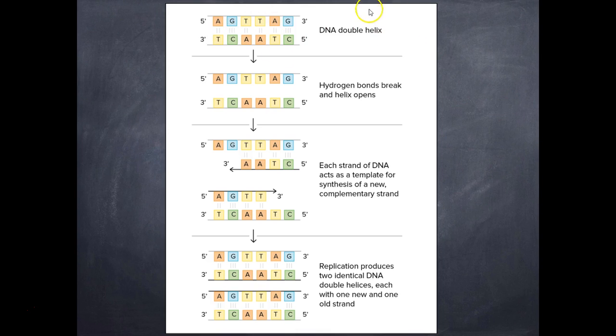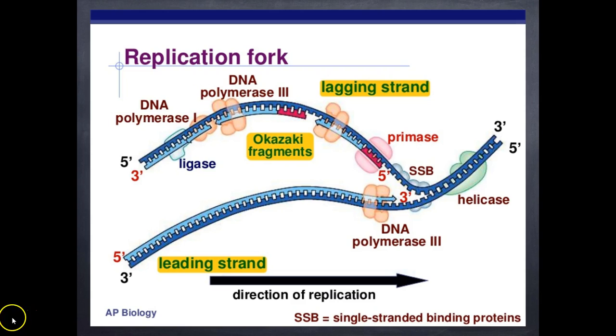Here we see an intact DNA double helix that's separated by initiator proteins to break the hydrogen bonds between them at the replication fork. From there, each strand of DNA acts as a template to create a new complementary strand running anti-parallel. This replication produces two identical DNA double helices, each with one new and one old strand.